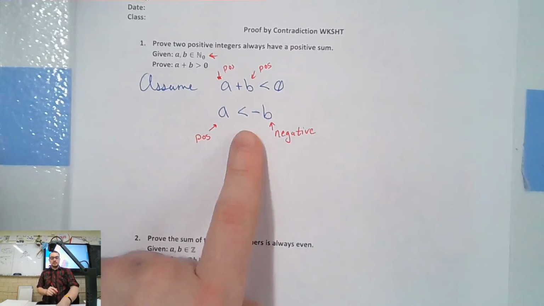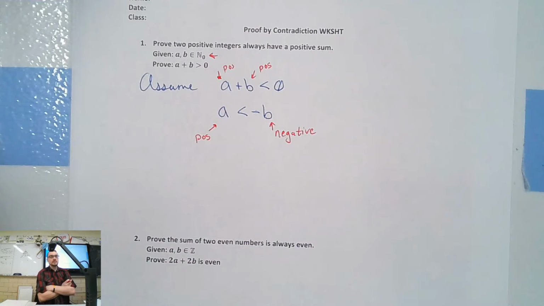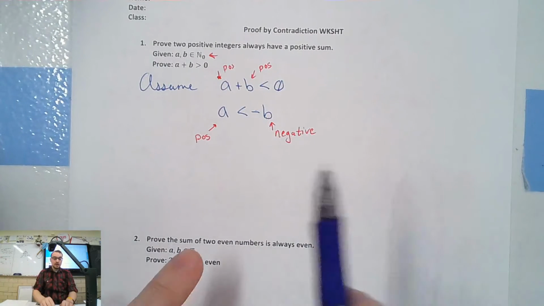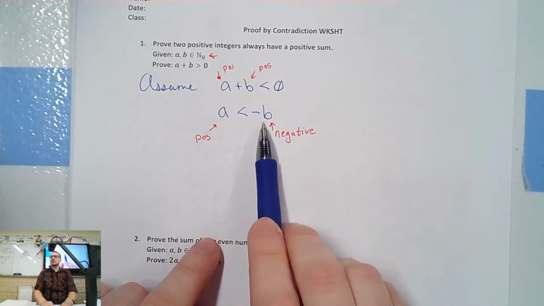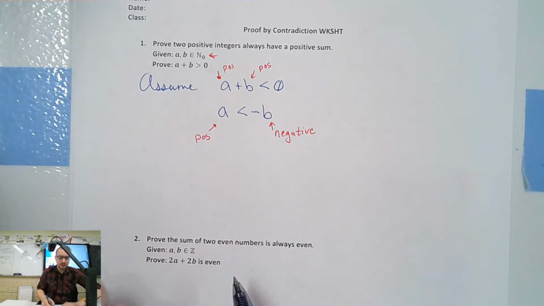Now, why is this absurd that I just wrote down? Think about it. a less than negative b. Think about what a stands for. Think about what b stands for. Think about what negative b stands for. A is positive, and negative b is negative. She's absolutely right. Let me say it again, because words are hard, but math is easy. A positive number less than a negative number. Can a positive number ever be less than a negative number? No, that's absurd. So we say this is a contradiction.